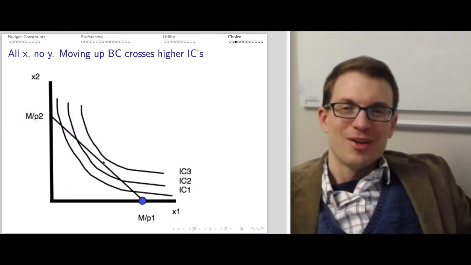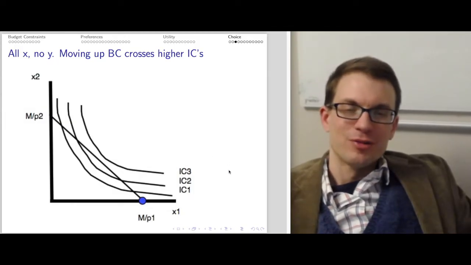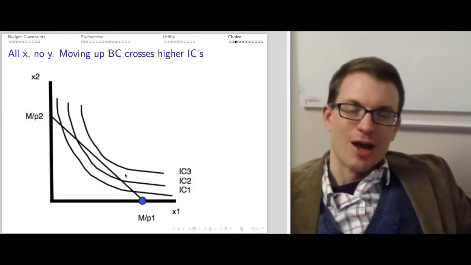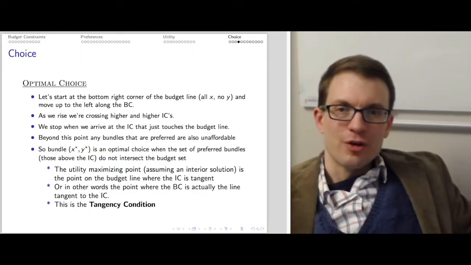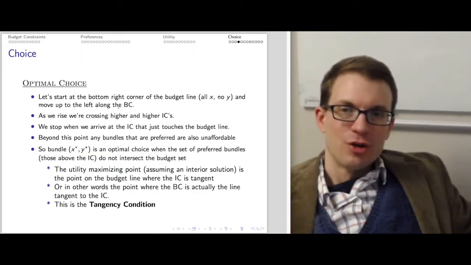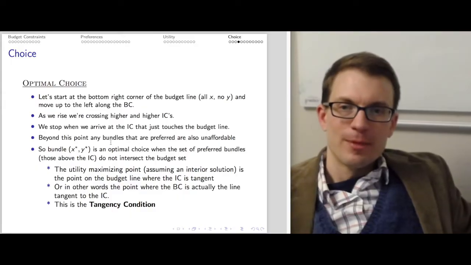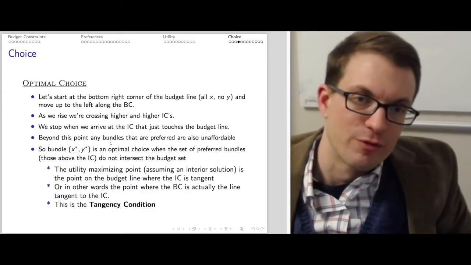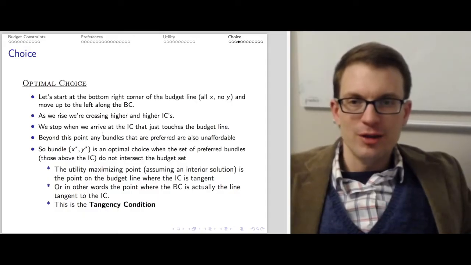And that would be the one tangent to this budget line. Anyway, the point is if I move up the budget constraint, I will get to better bundles. So start at the bottom right corner where we have all x and no y and move up along the budget constraint. As we rise, we cross higher and higher indifference curves. We stop when we get to the indifference curve that just touches the budget line, right? So we get the one that's exactly tangent.